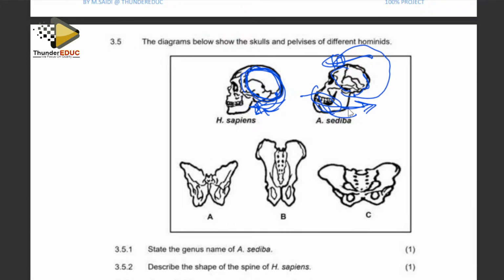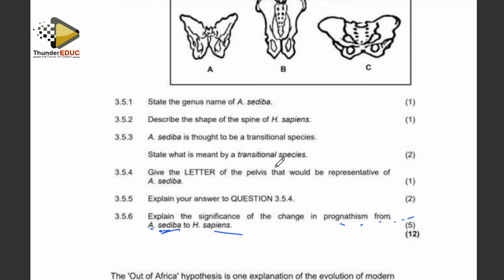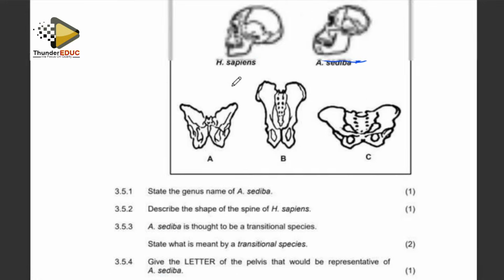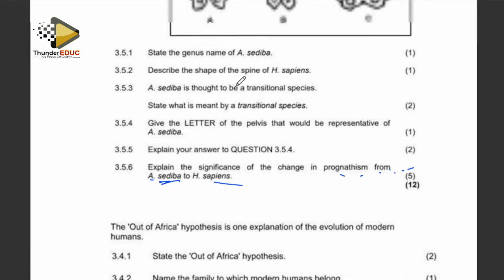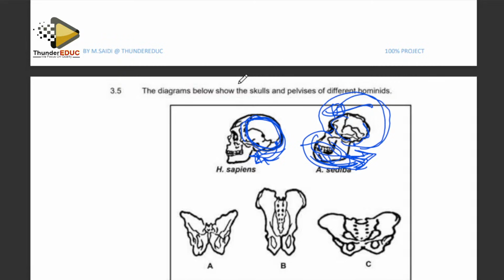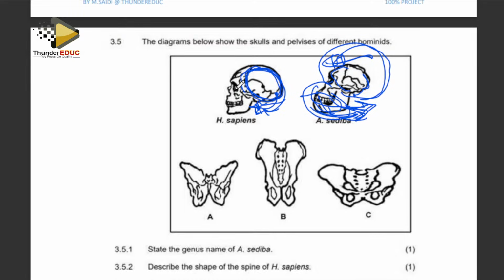Also, the shifting from backward still makes the cranium much larger, so that now we are able to accommodate the brain cells. The more brain cells the organism has, the more intelligent the organism is going to be, and then it will be evolving to become a more advanced organism. Yes. So that's it.